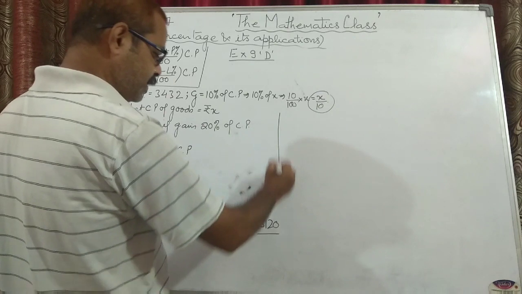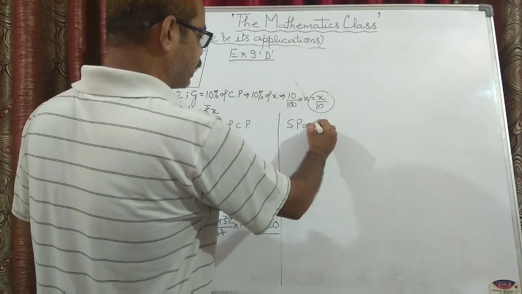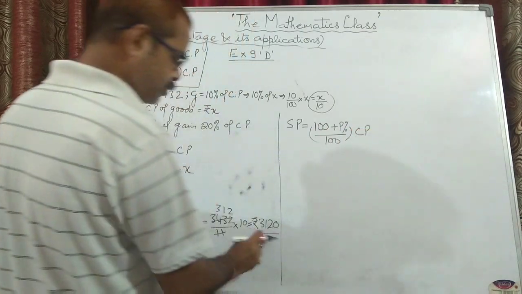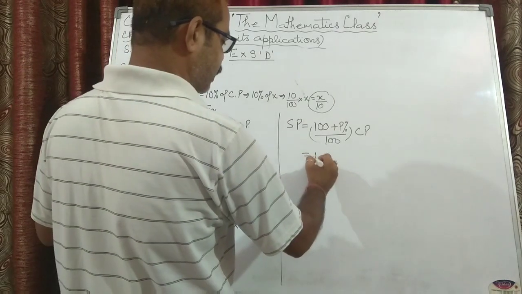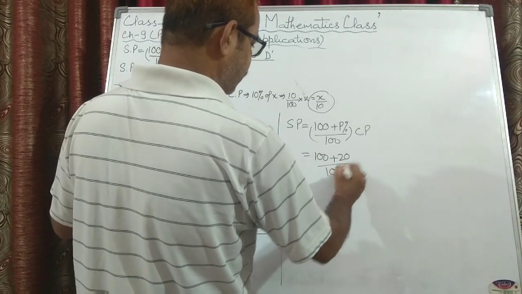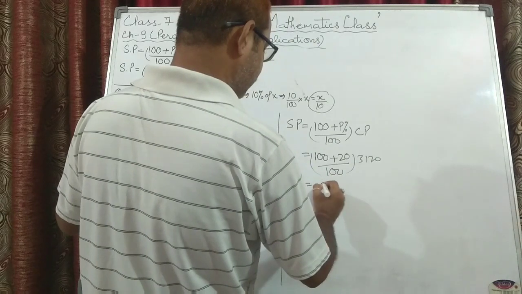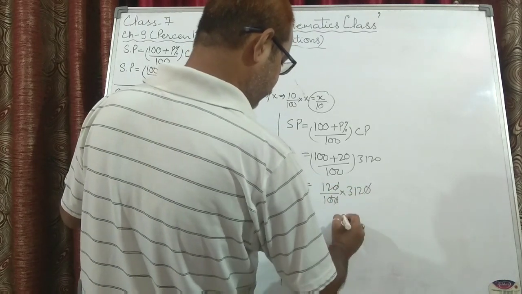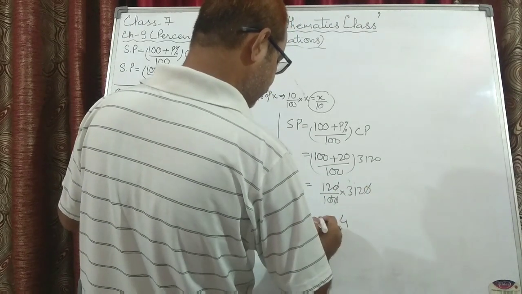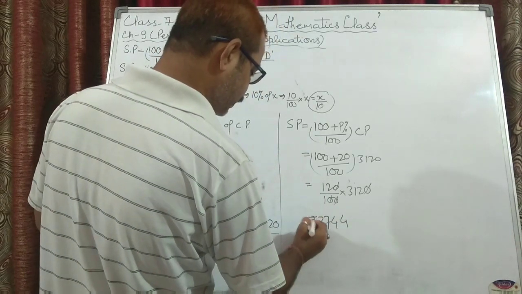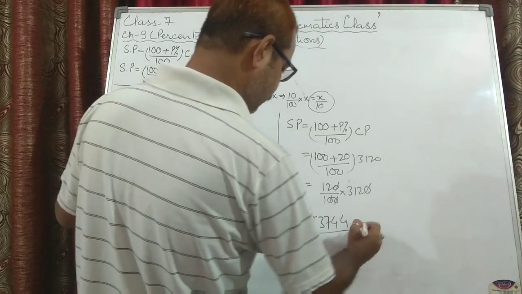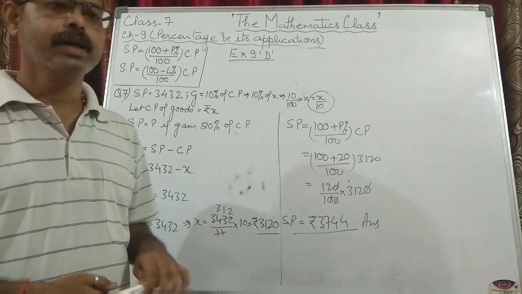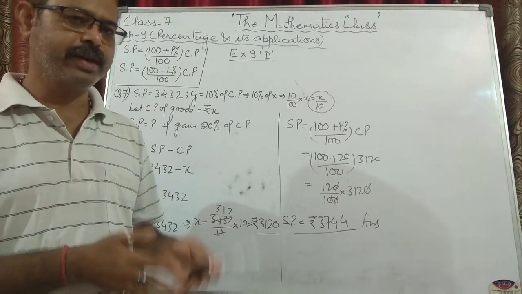Gain is given as 20%. So simply we have to calculate the selling price. And we know selling price is 100 plus profit percent upon 100 into CP. CP we know is 3120 and gain is 20%. So 100 plus 20 upon 100 multiplied by 3120, that is 120 upon 100 into 3120. The zeros cancel, 12 2s are 24, and so on, giving 3,744. So the article should be sold at rupees 3,744 in order to gain a profit of 20% on cost price. Whether you say cost price or not, both are the same, because profit and loss are always calculated on cost price.